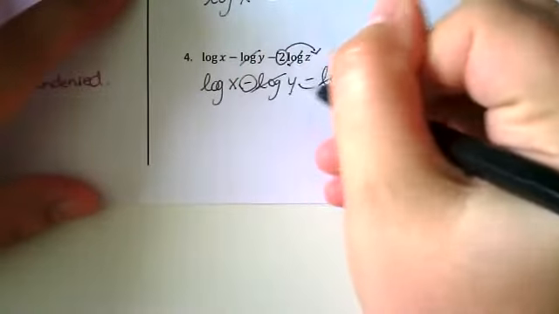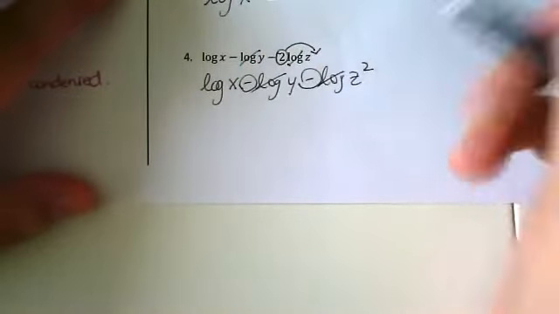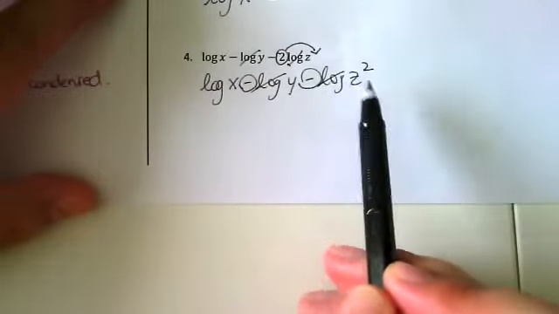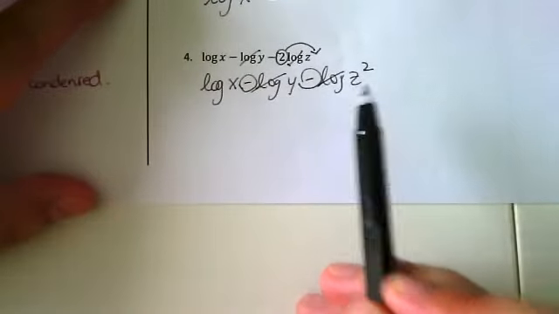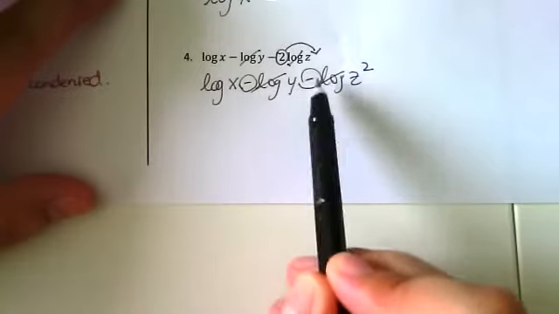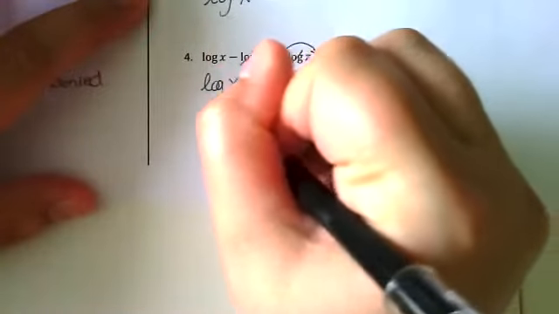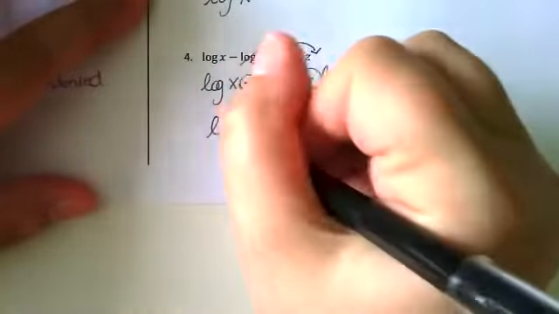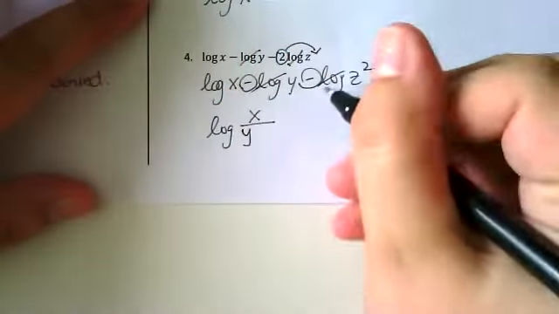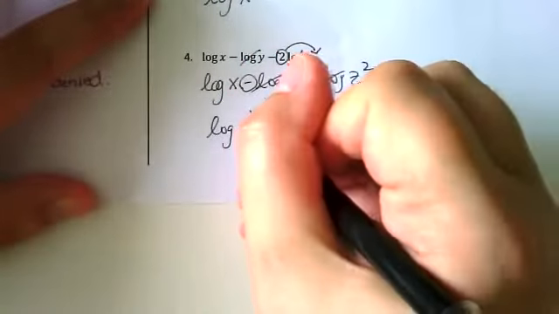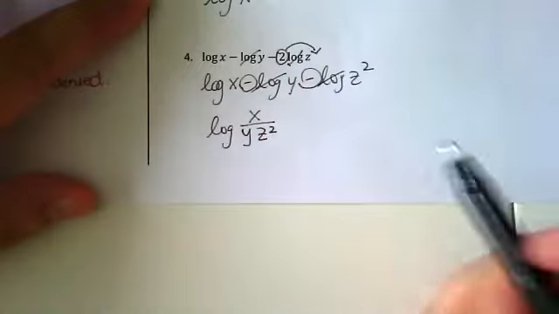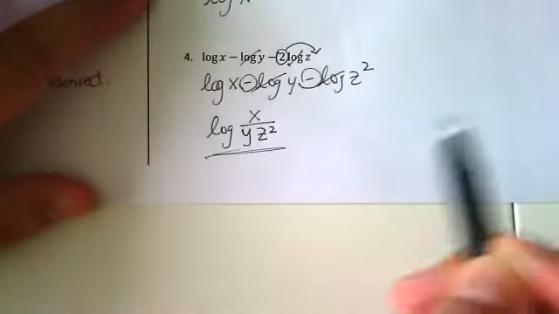Remember, subtraction turns into division, but I'm not writing this as like a 3-stacked division problem. Anytime you see a subtraction sign, that just means it's in the denominator. So this x is going to be up top because it's positive. The y is going to be in the denominator because I'm subtracting that log. And then z squared is also just going to be in the denominator because I'm subtracting it. So here's our final answer for that one.